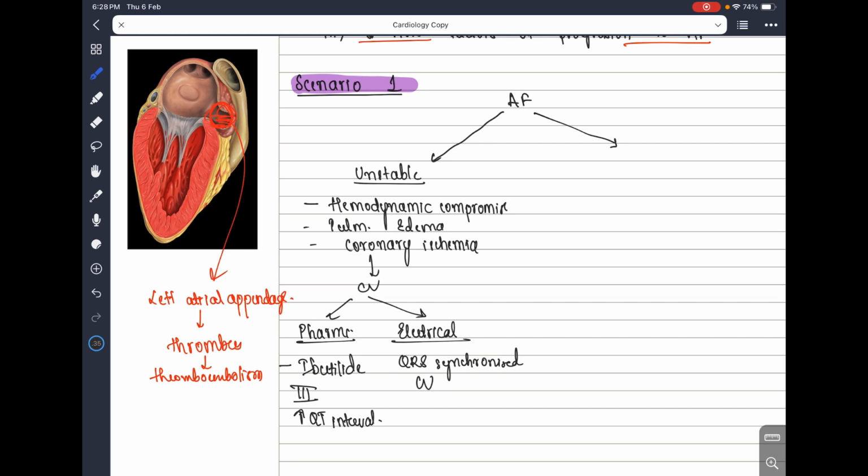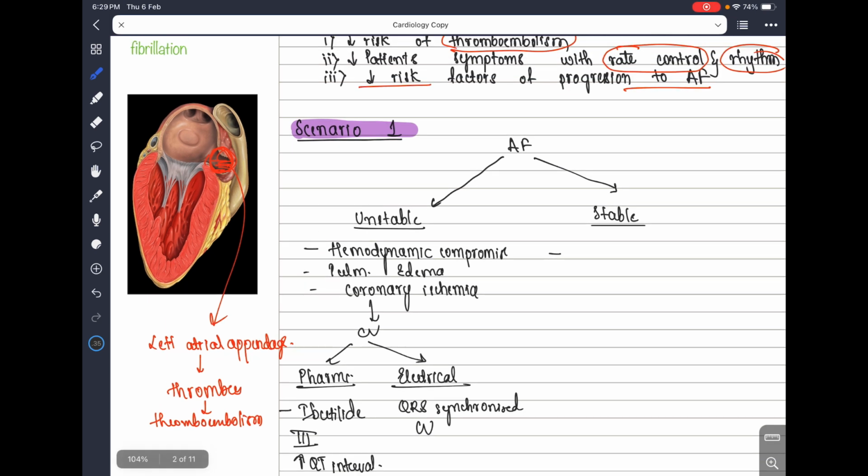So is this clear? In the next scenario, the patient is stable. His BP is stable, there is no pulmonary edema, and there is no coronary ischemia. In this case, you will concentrate on all the above three points: reduce the risk of thromboembolism, control the patient's rate and rhythm, and reduce the risk factors for atrial fibrillation. This is the first scenario.